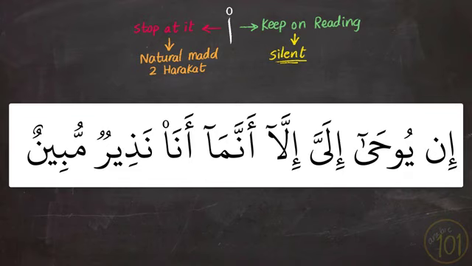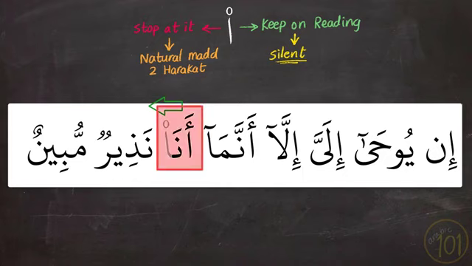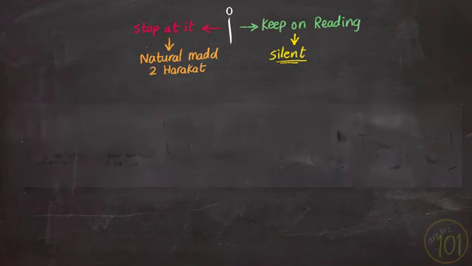إِن يُوحَى إِلَيَّ إِلَّا أَنَّمَا أَنَا نَذِيرٌ مُبِينٌ. Here I dropped the alif because I kept on reading. إِنَّمَا أَنَا نَذِيرٌ مُبِينٌ, not إِنَّمَا أَنَا نَذِيرٌ مُبِينٌ. That is not correct. But if I stopped at it, I will say إِن يُوحَى إِلَيَّ إِلَّا أَنَّمَا أَنَا. Last example.